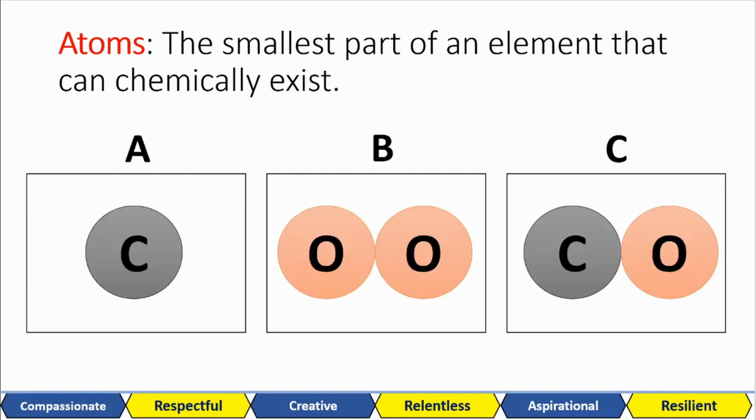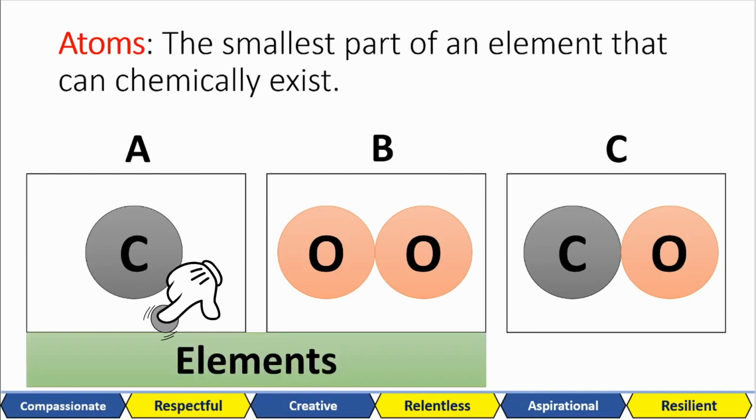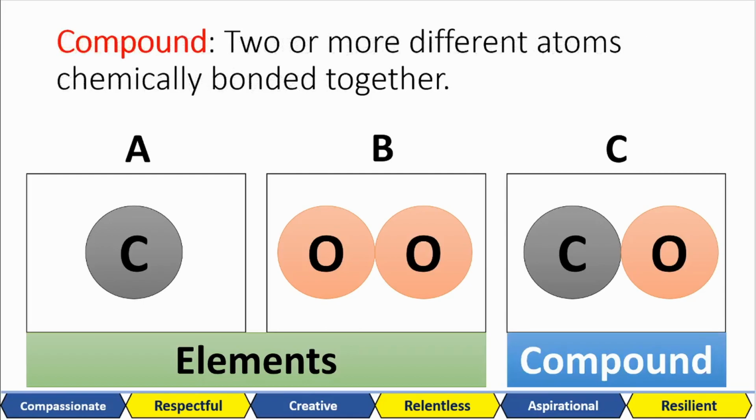Which of these three boxes is showing the atom? You should all be able to tell that by default it is not C. And hopefully you were able to tell that it must have been A because there's only one single particle there, so that must be the atom. You can technically classify A and B as elements because they're both made up of just one type of atom. C is showing a compound.